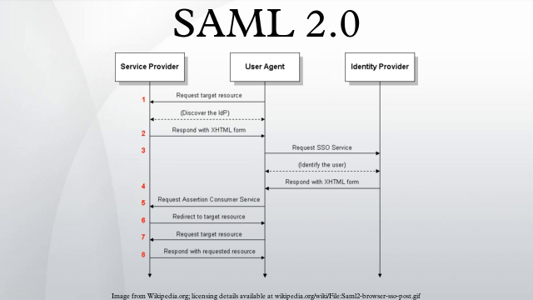11. Request the target resource at the SP again. The user agent requests the target resource at the service provider: https://sp.example.com/myresource. 12. Respond with the requested resource. Since a security context exists, the service provider returns the resource to the user agent.